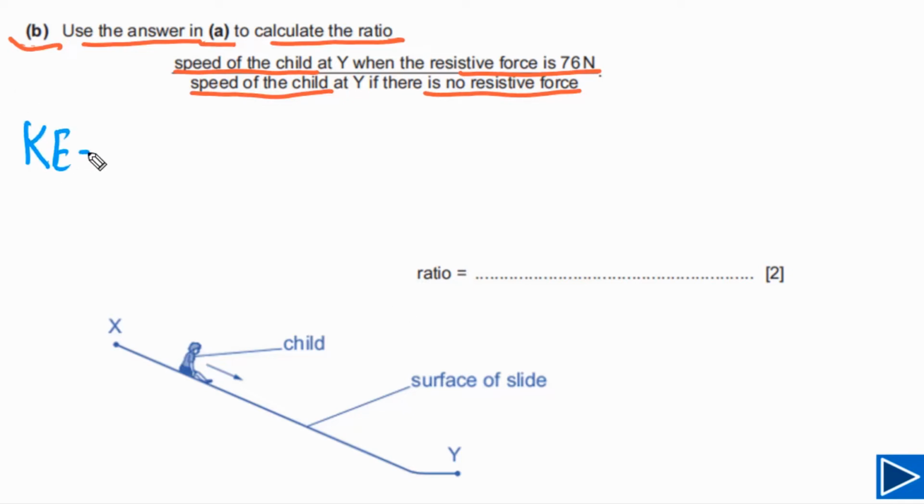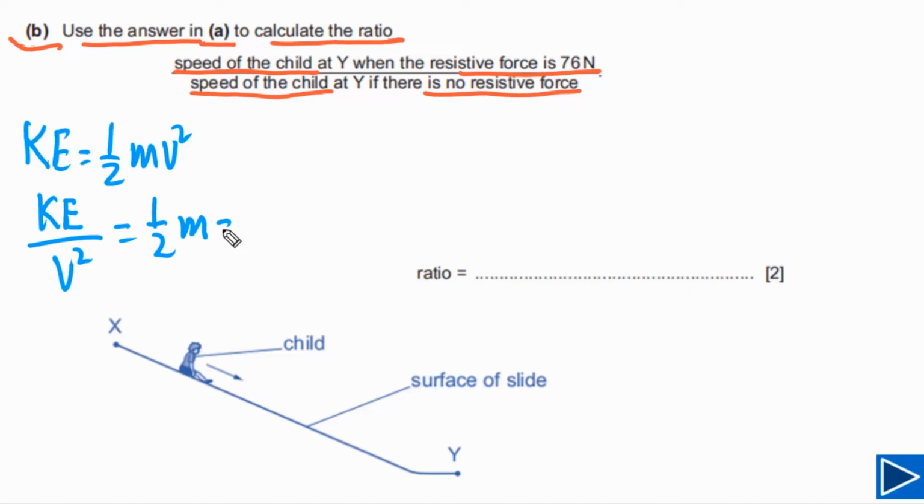Kinetic energy of a body is equal to 1/2 mv square. We need to find the ratio between speeds, so we can simply rearrange: kinetic energy over speed square is equal to 1/2 m. But if we're talking about the same body with constant mass, means the mass of the body is not changing, we can simply say that the ratio between kinetic energy and v square will stay constant. And this is true for this case. When the child is moving from X to Y, the mass of the child is not changing. So simply we can say 1/2 m is equal to constant.